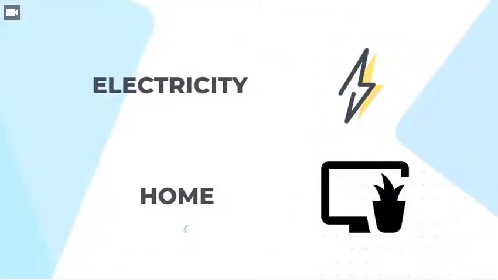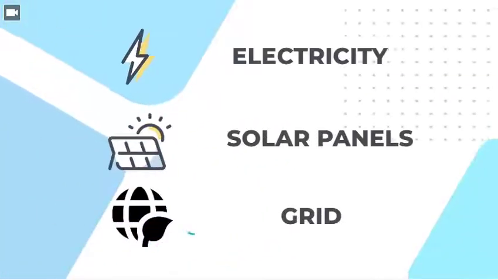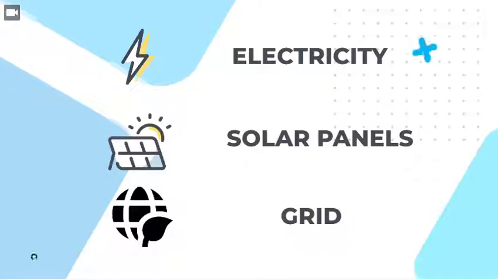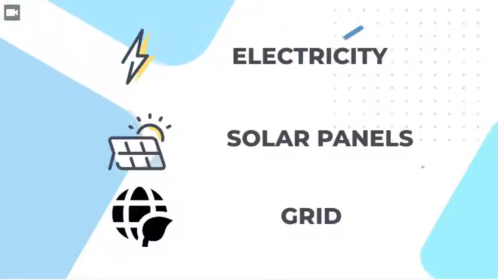3. Electricity flows through your home, powering electronic devices. 4. Excess electricity produced by solar panels is fed to the electric grid.